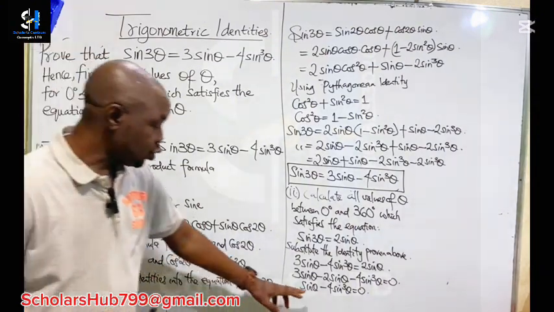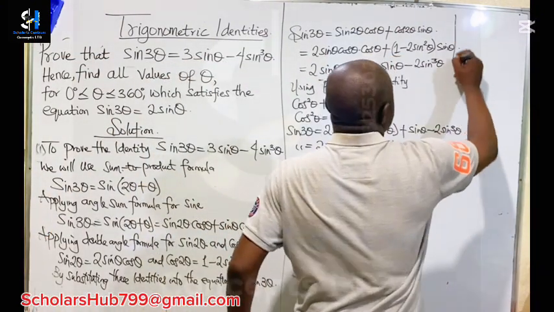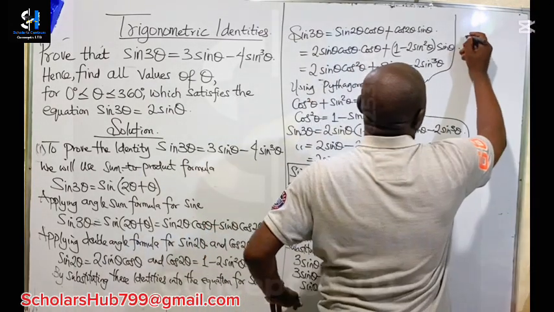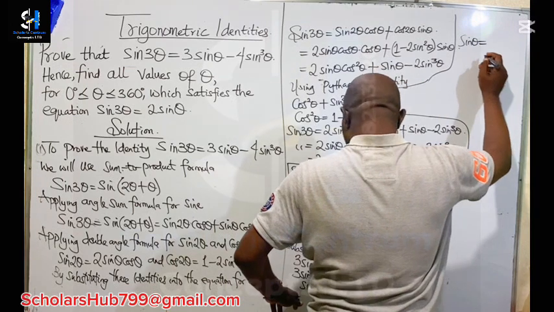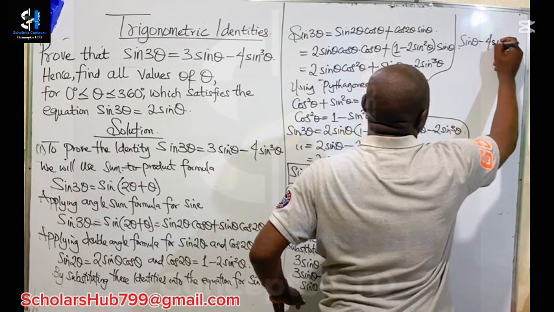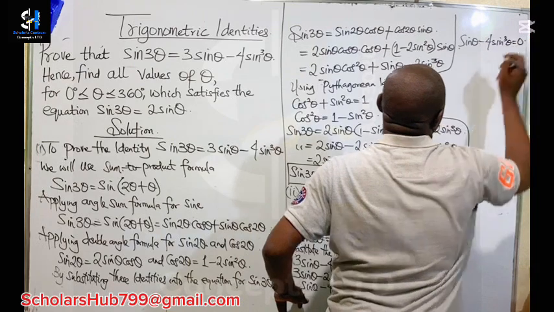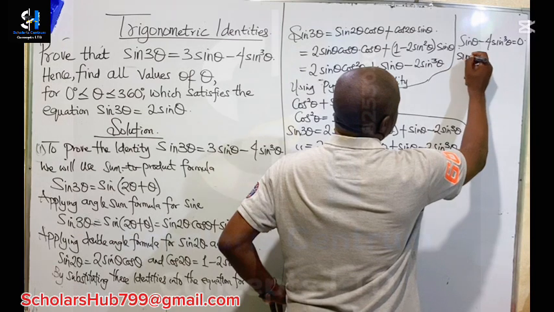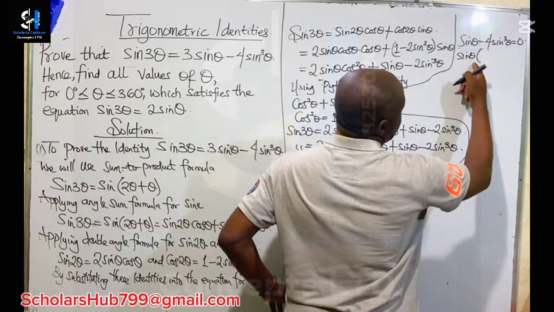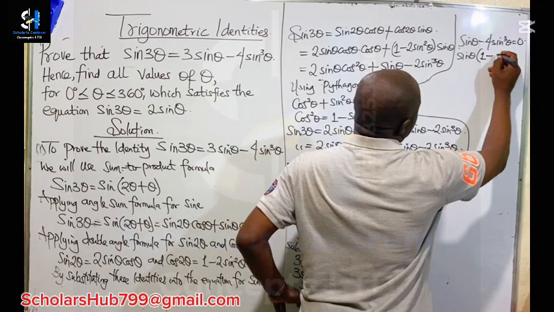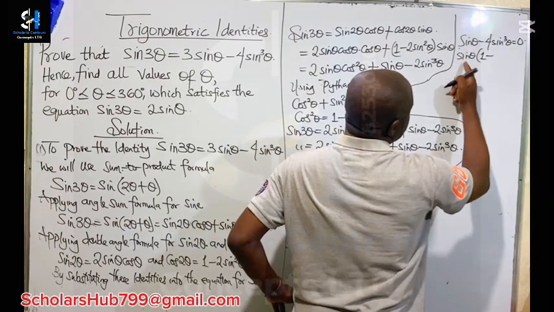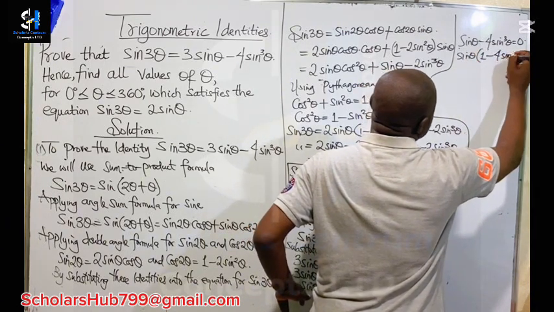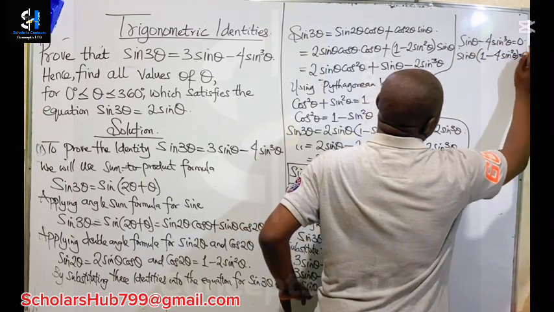Now, to solve for sine theta in this case, let me rewrite this here. We have sine theta minus 4 sine cubed theta equals 0. Now if we divide each of these by sine theta, we have sine theta open bracket 1 minus, that is sine theta divided by sine theta, that will be 1, minus 4 sine cubed theta divided by sine theta, that will be 4 sine squared theta, equals 0.